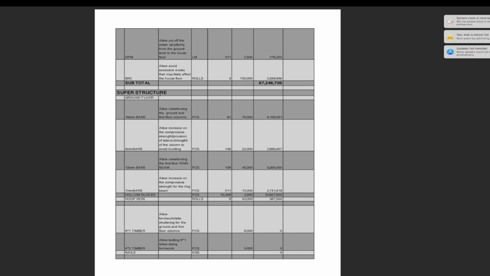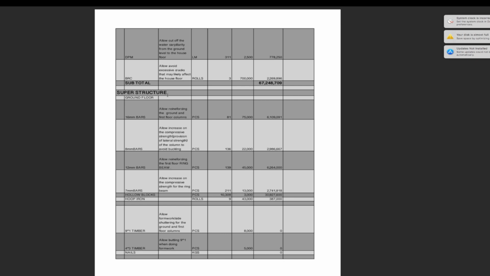Alright, so heading to the superstructure. Under our superstructure we have the ground floor, the first floor, and the roofing phase, because we are only looking at the shell of this structure now. The shell comes from the foundation to the roofing phase.